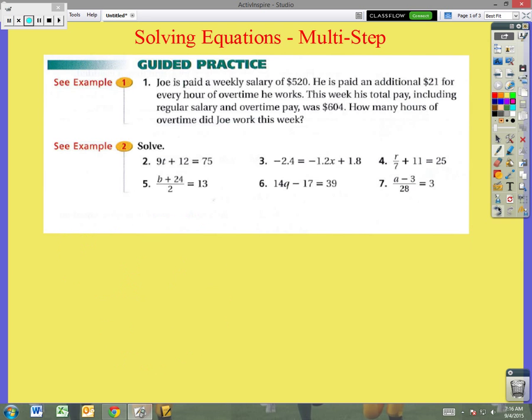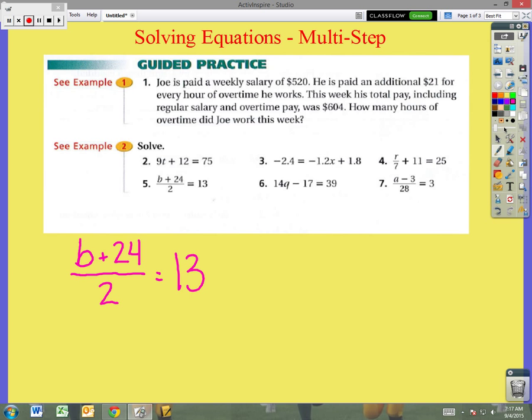Let's take a look at number 5. I'm sure some of you were looking at that one earlier and saying, oh no, please don't do number 5. We have b plus 24 divided by 2 is equal to 13. I'm not going to go into how to solve this one. I'm going to give you some time to work on it.